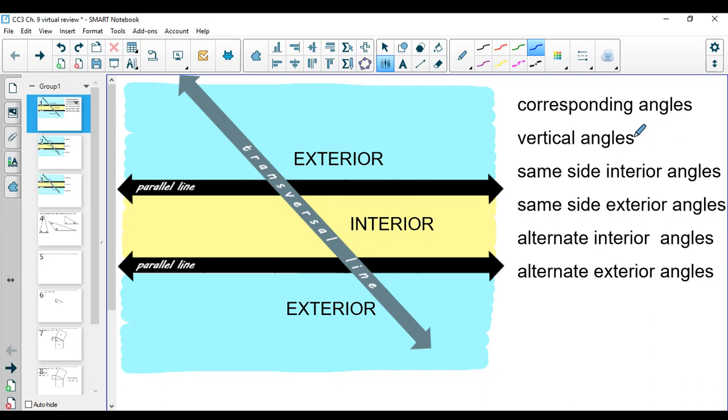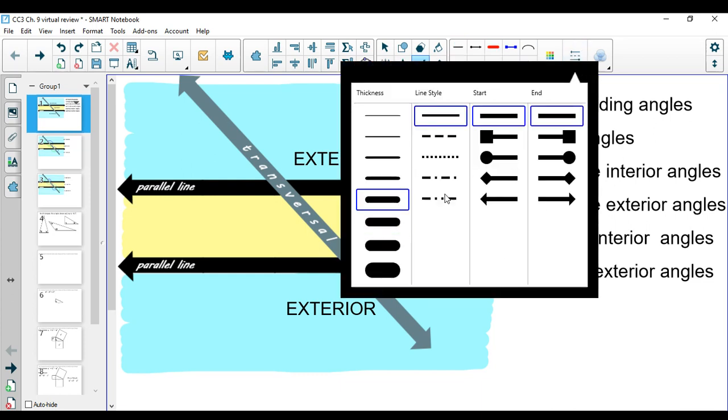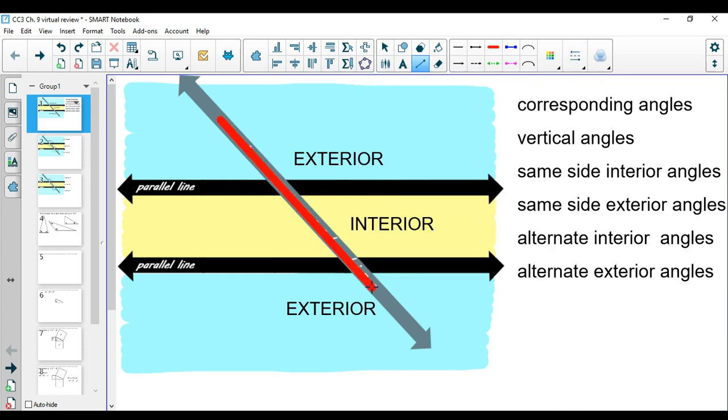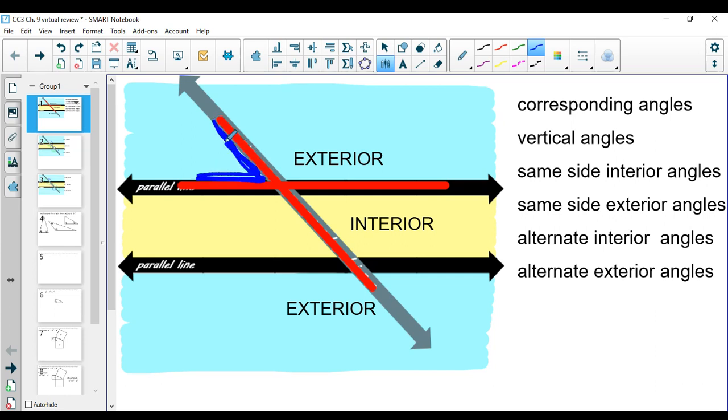Vertical angles. Vertical angles are formed by two intersecting lines. They don't have to be parallel lines. You don't even have to have three lines at all. You just need two intersecting lines. So if I just take my transversal and one of the parallel lines, vertical angles form a V and are the same size.